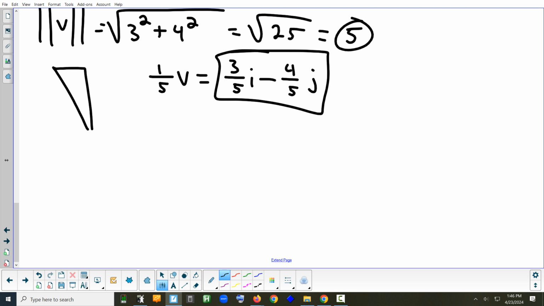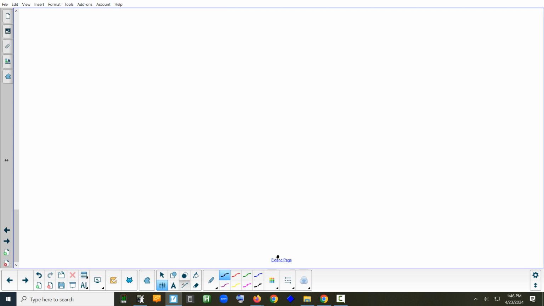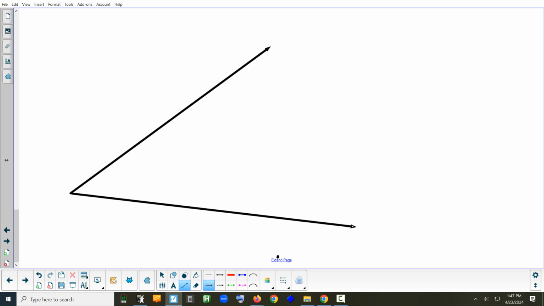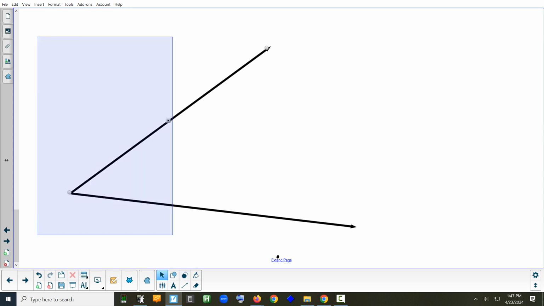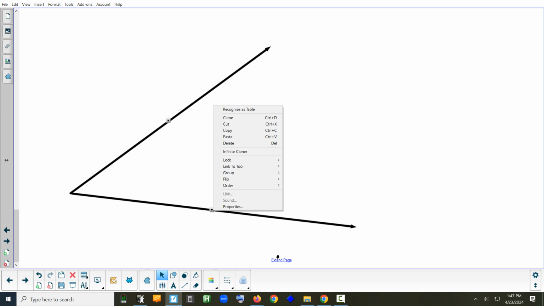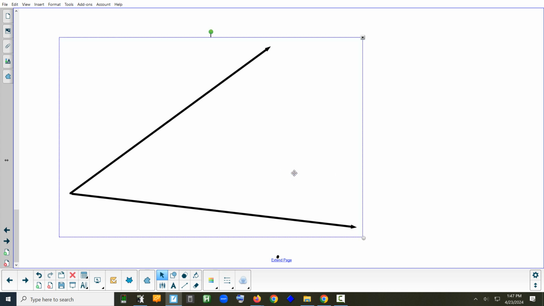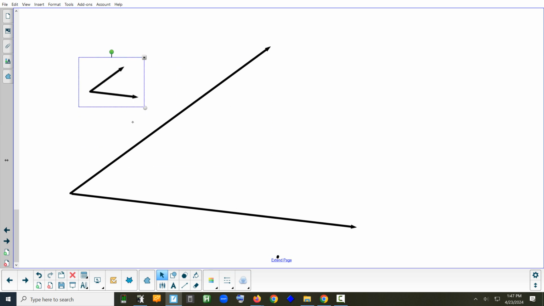Okay, and if you're wondering, you're going to see this in the next section, what's the point of taking a vector and making it longer or shorter? Well, if you had these two vectors, and I wanted to find the angle between them, does it make a difference if I use those, or I do something like this, shortening the sides? Does it make a difference which one I use to find the angle? No. It's going to be exactly the same angle, even though the sides are shorter.